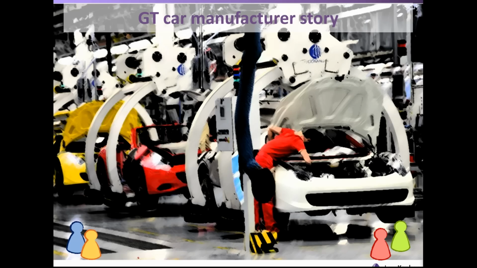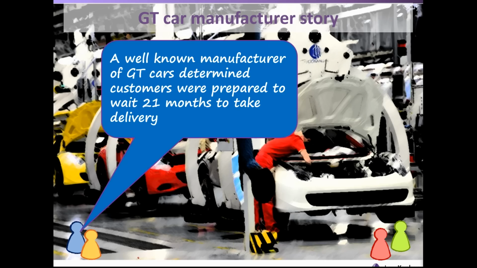This picture here is a little disguised assembly line for sports cars, grand touring cars. And this is the story of a European grand touring car manufacturer who discovered that their service delivery on new vehicles was no longer fit for purpose. From this discovery, they learned that the correct metric should be 21 months from the point where the customer placed an accepted order to taking delivery of the vehicle.